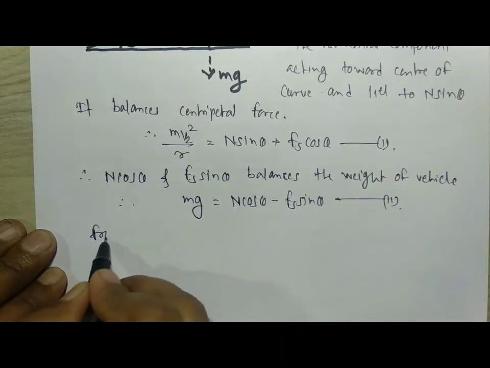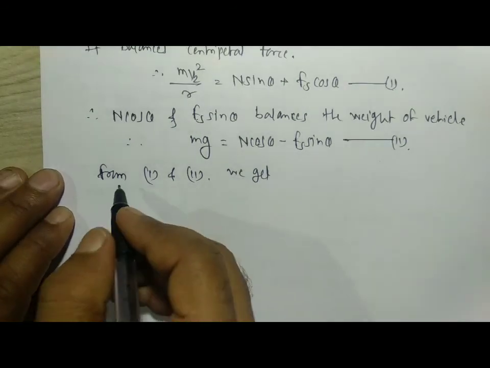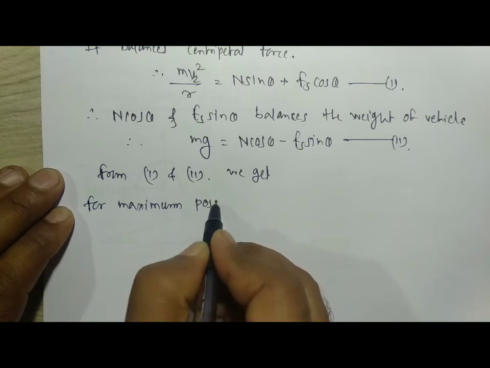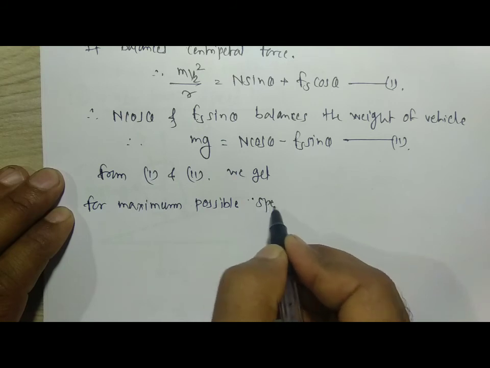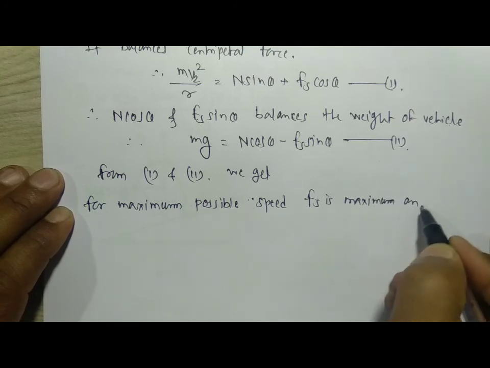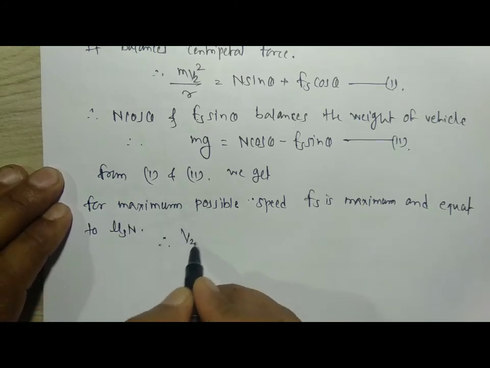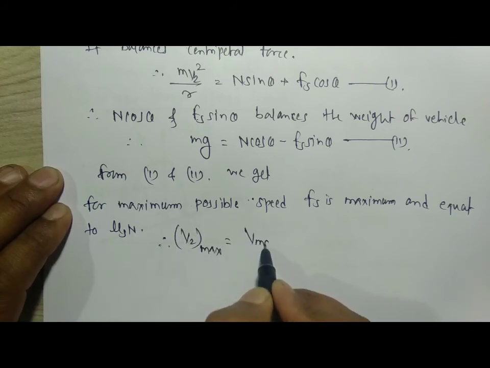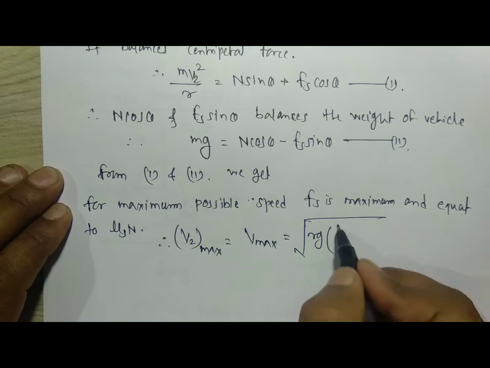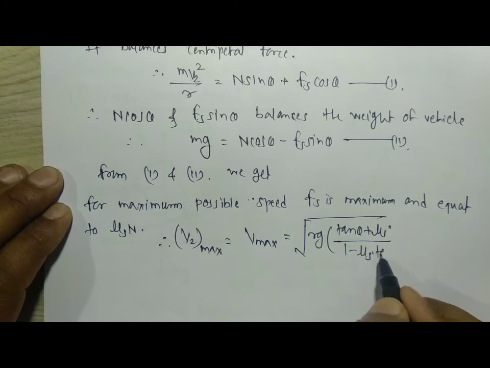From these two equations, 1 and 2, we get, for the maximum possible speed, fs is maximum and equal to mu s into n, and therefore v2 becomes maximum, or it is Vmax, which is the maximum speed or upper speed limit on the road, and is nothing but square root of rg times tan theta plus mu s divided by 1 minus mu s into tan theta.